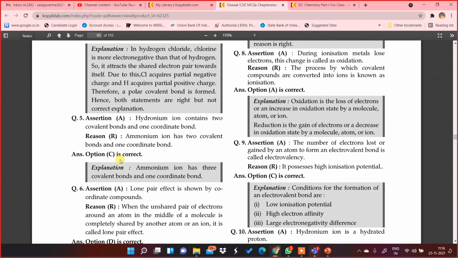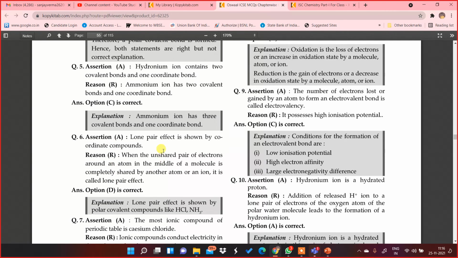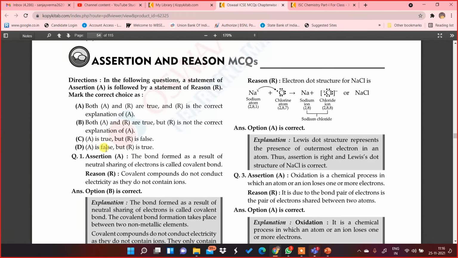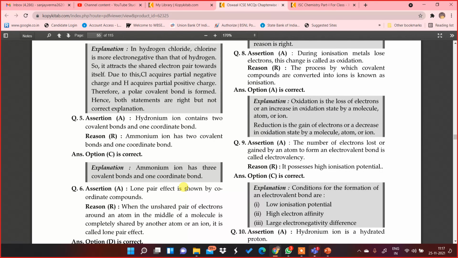Question number 6. Lone pair effect is shown by coordinate compounds. Wrong. Okay, when the unshared pair of electrons around an atom in the middle of a molecule is completely shared by one of them, that is correct. So A is false, R is true. So over here you have to choose option D. Option D says A is false but R is true. Okay, that was question number 6.